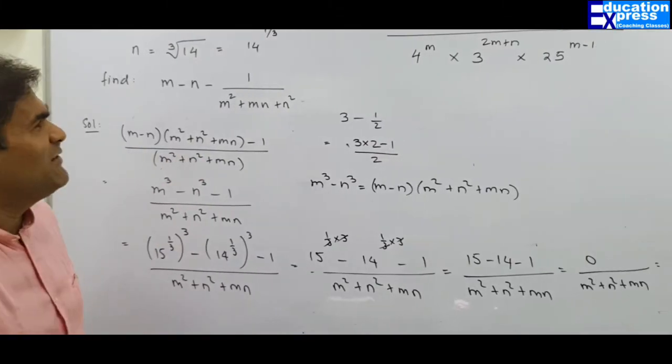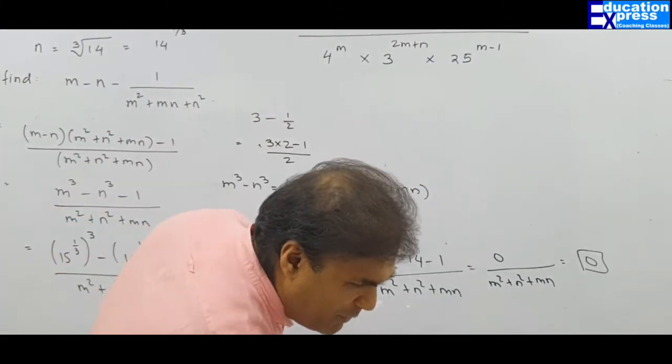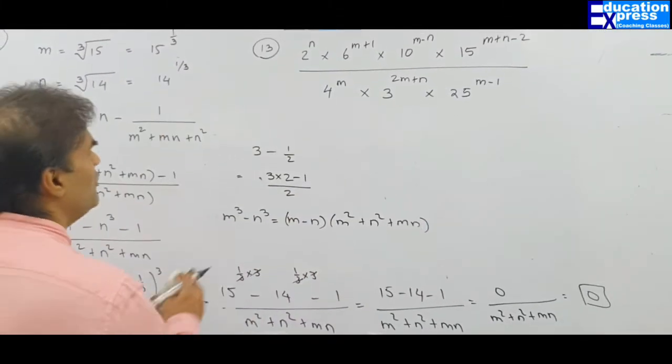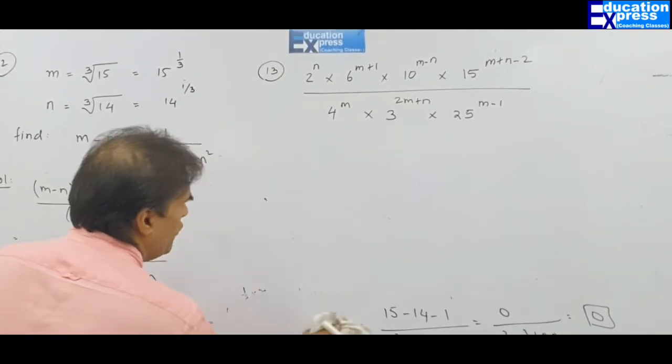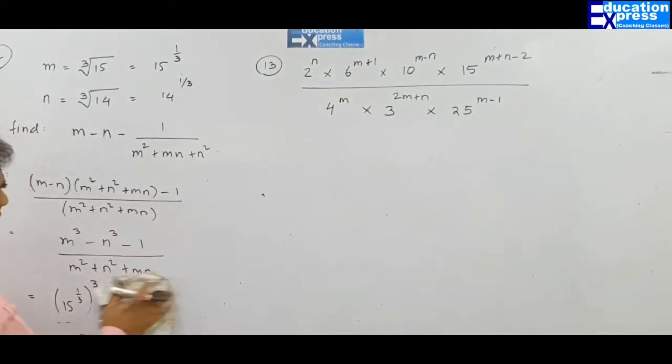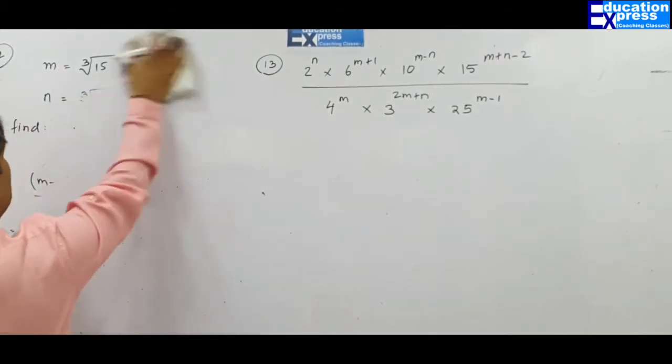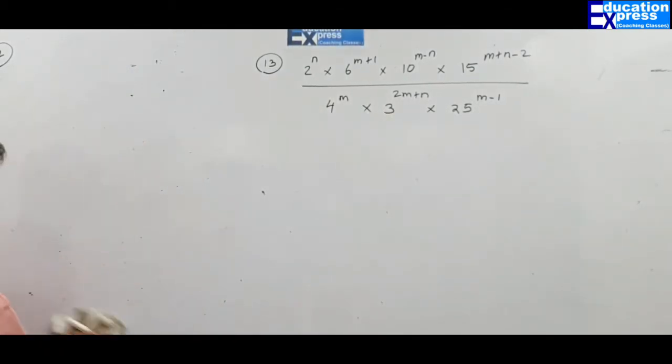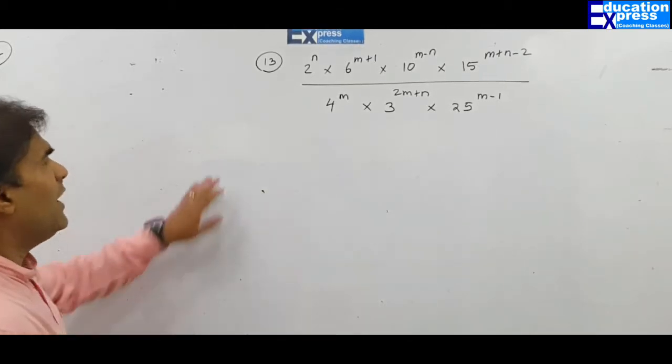Let's move on to the next question. That too looks so simple to me. You only have to focus on the properties that we have done. If you are well versed with the properties of indices, you will certainly find the solutions very simple and easy to do. Look at this now.